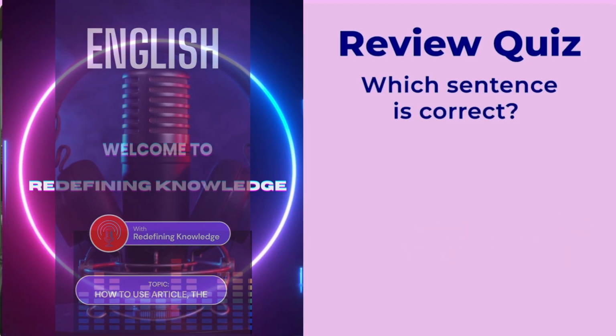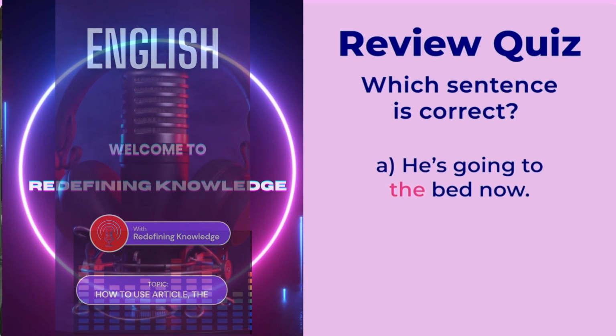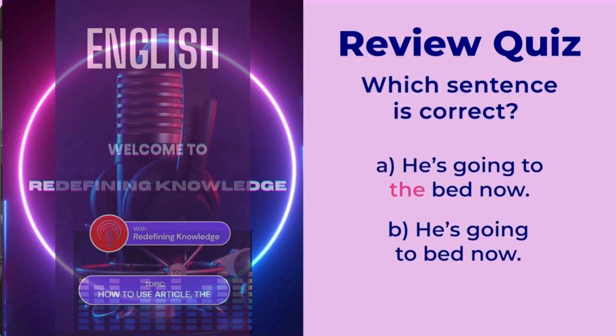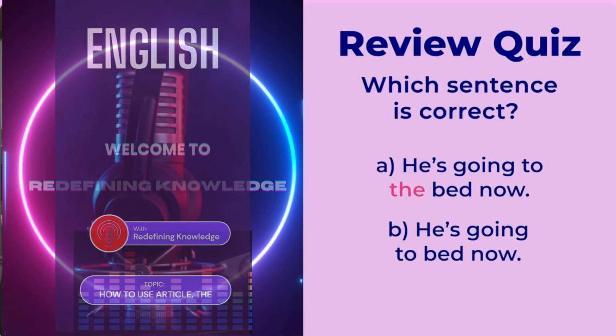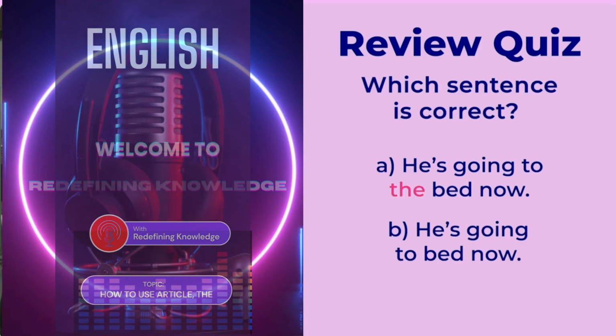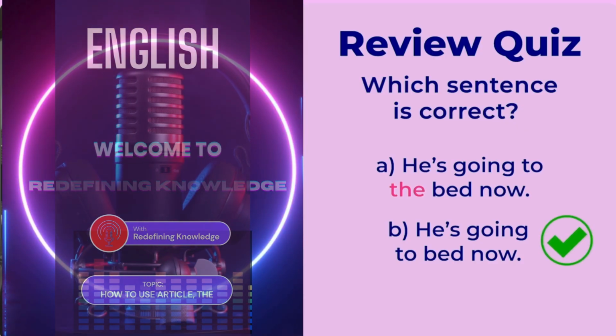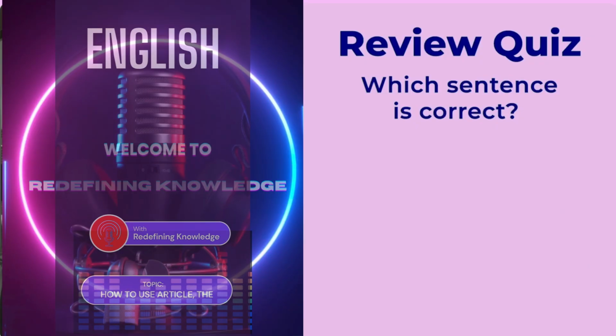How about this one, A or B? A. He is going to the bed now. Or B. He is going to bed now. Once again, the correct answer is B. He is going to bed is an adjective. Let's look at the next one.